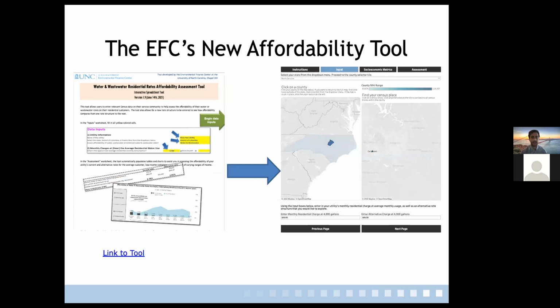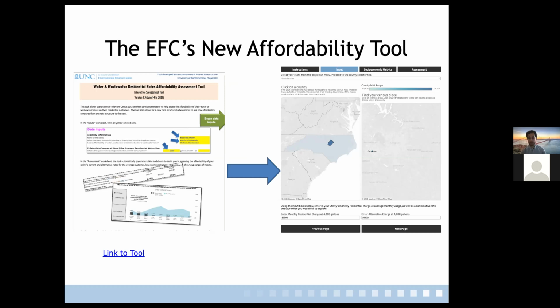So going into the tool, to give a little bit of background, roughly 7 years ago, the UNC EFC debuted an Excel-based version of a water and wastewater rates assessment tool. What the tool did was guide utilities to assess the relative affordability of water and wastewater rates on residential customers using multiple economic characteristics. The tool has been used during technical assistance visits to communities and has also been requested by utility managers and local officials all over the country.